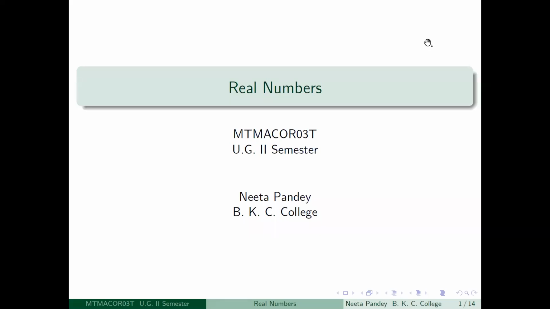In this lecture, I will be describing the real line. In fact, I will initiate the description of the real line. Then I will define what the modulus of a real number means, discuss a few properties, and also discuss what is meant by the extended real number system.